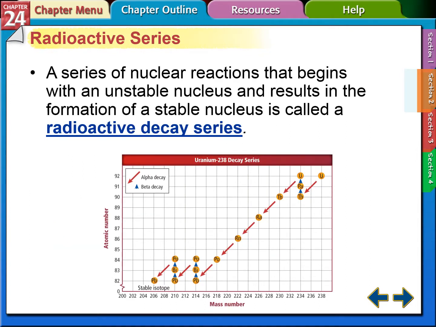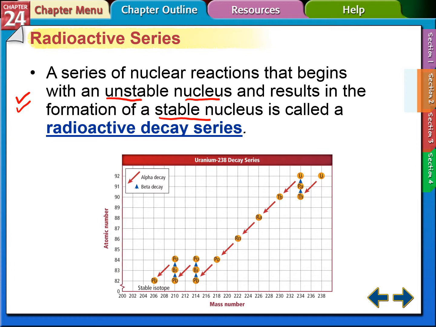First in our list of objectives is radioactive series. Now, radioactive decay series is just a series of nuclear reactions that begins with an unstable nucleus and results in the formation of a stable nucleus. So again, this is called radioactive decay series.